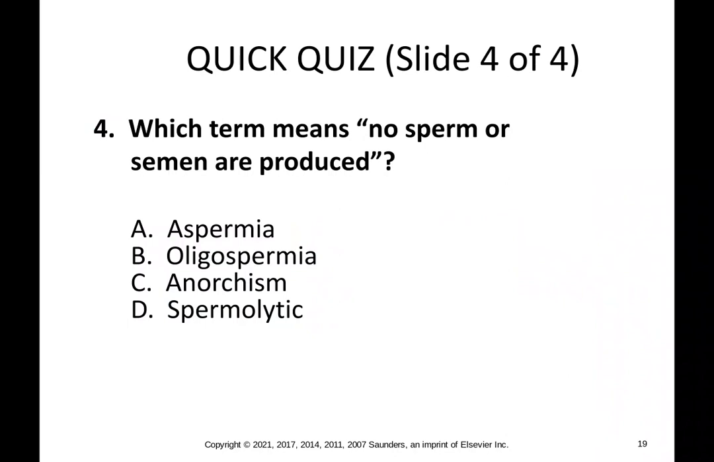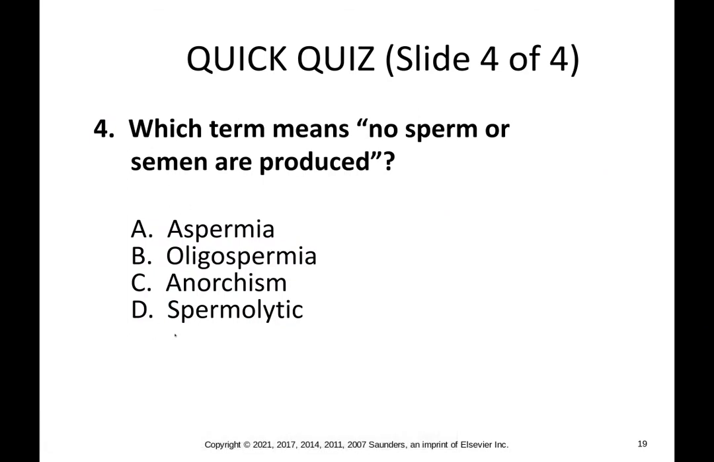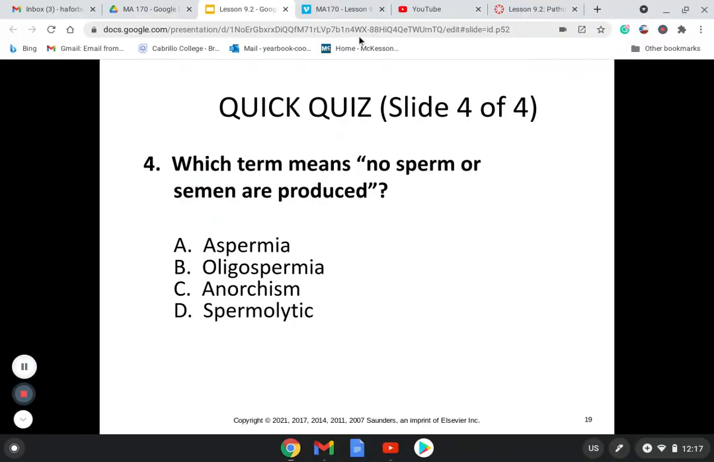And to wrap it up, which term means no sperm or semen are produced? Spermolytic, anorchism, oligospermia, or aspermia. Well, remember that the prefix A means without. So anorchism would be without testes. Aspermia is without sperm. So D is the correct answer. And that wraps up lesson 9.2.